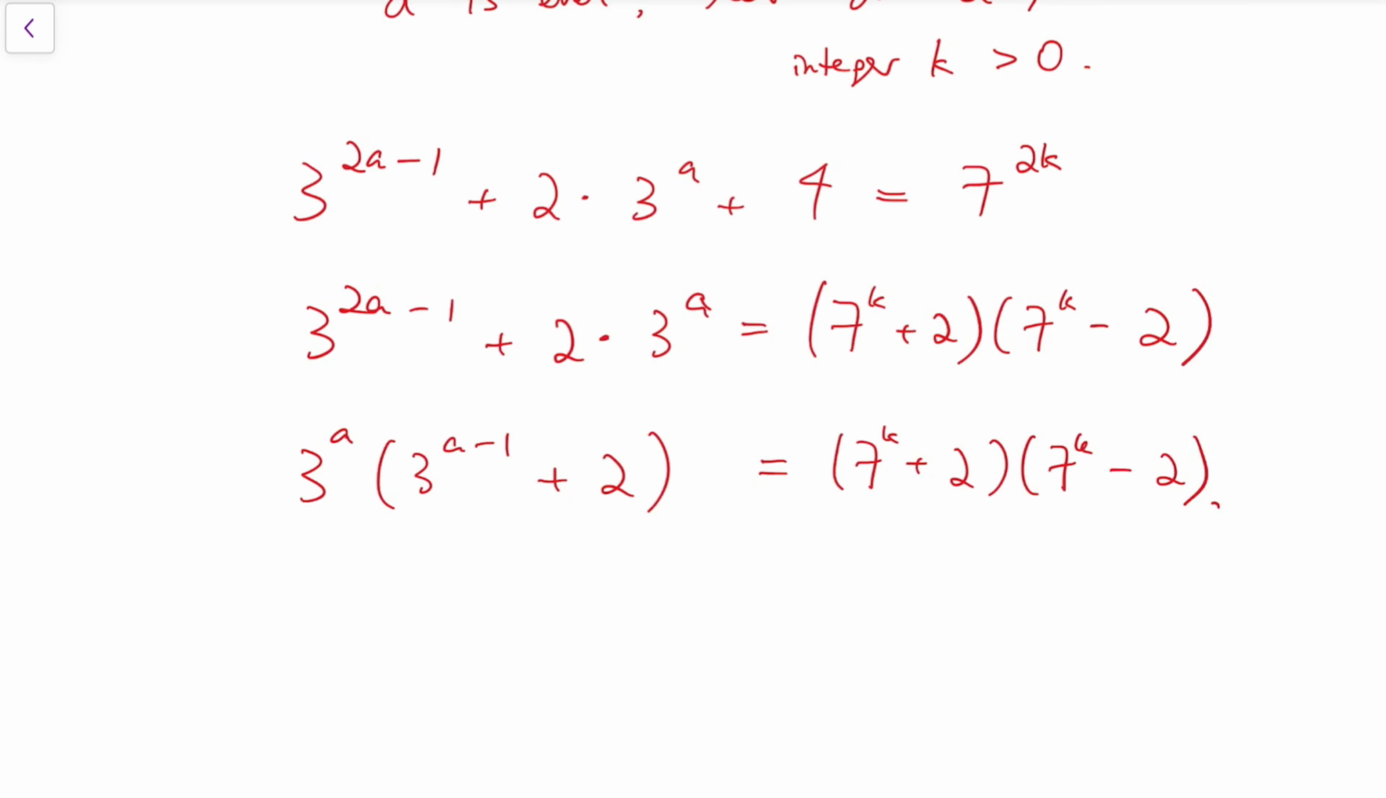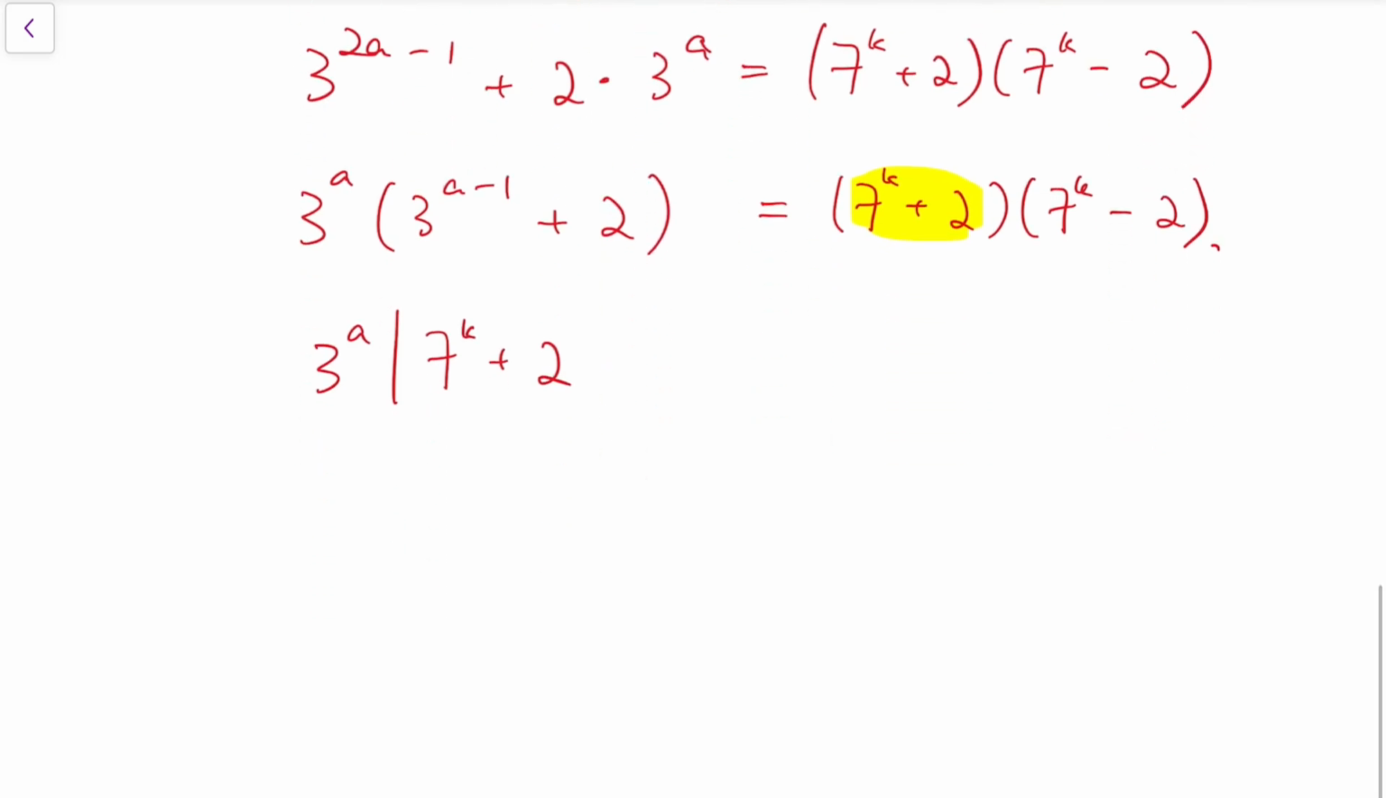Now notice that for the expressions on the right, not both of them are multiples of 3. In fact, only 7^k + 2 is a multiple of 3. So that means 3^a should divide 7^k + 2, and 7^k - 2 does not take any factor of 3 at all.